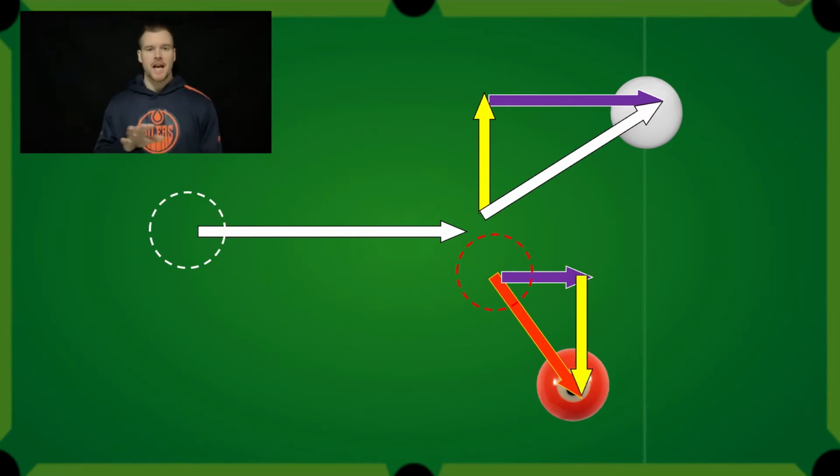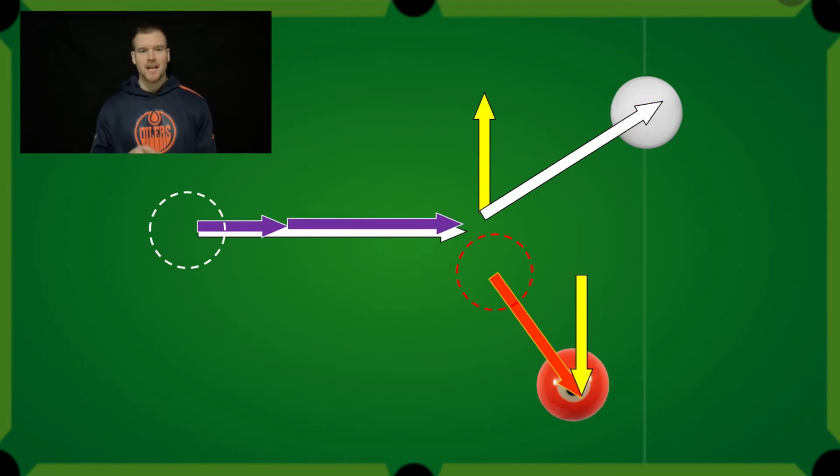Now that we've broken into x and y separately, let's compare x and y momentum separately. Well, at the start, the white cue ball had only momentum in the x direction. So let's compare the initial x momentum to the final x momentum. So I'm going to move those purple arrows over and compare it to my initial momentum in x, and I see that they are equal. So in the x direction, momentum was conserved.